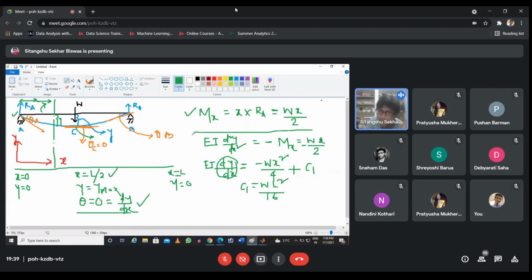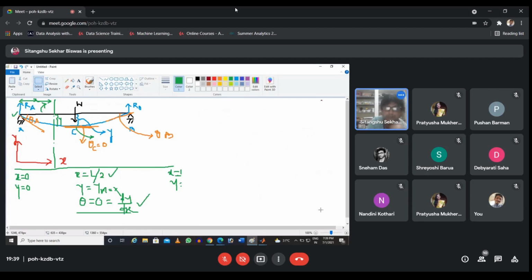Okay. So now my equation has turned to EI dy/dx is equal to minus W x square by 4 plus W L square by 16.